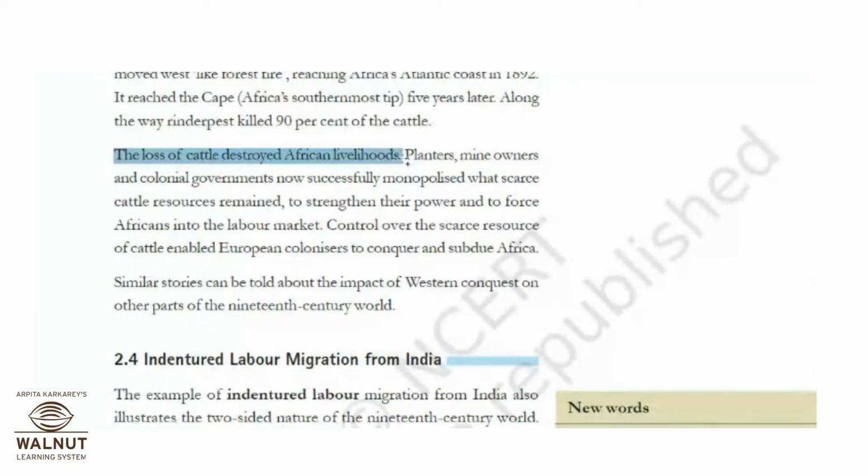The loss of cattle destroyed African livelihoods. Planters, mine owners, and colonial governments now successfully monopolized what scarce cattle resources remained. To strengthen their power and to force Africans into the labor market, control over these scarce resources of cattle enabled European colonizers to conquer and subdue Africa.